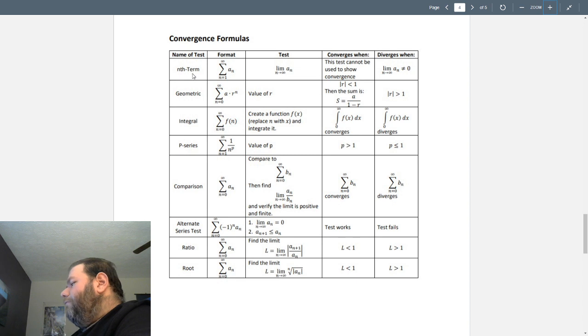So I gave you a sheet with all these different tests on them. The format, how the test works, the condition for convergence, and the condition for divergence. Notice that nth term cannot be used to show convergence. Okay, so we have that. Now, geometric means that if the ratio is less than 1, then we know it converges, then we can use this formula to find the sum. If the ratio is greater than 1, then we won't do that.